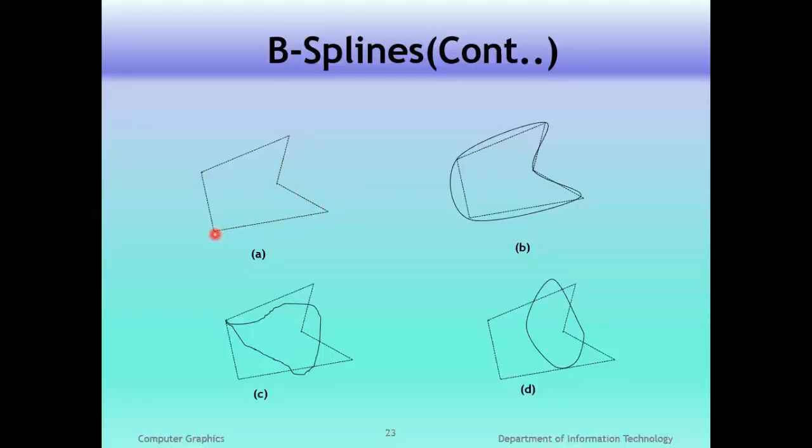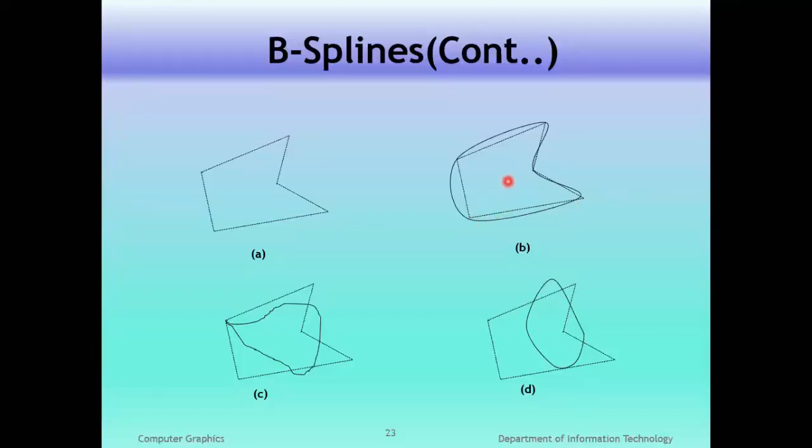And if we have the blending function value for all these 5 points of figure A as 1, we can get a curve which looks like this. Due to blending function value 1, this curve has to pass through all these 5 points: first point, second point, third point, fourth point and fifth point.